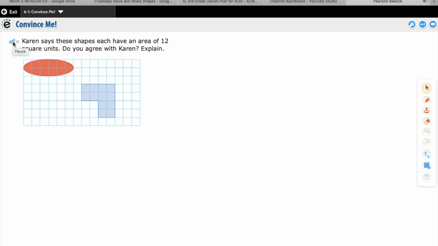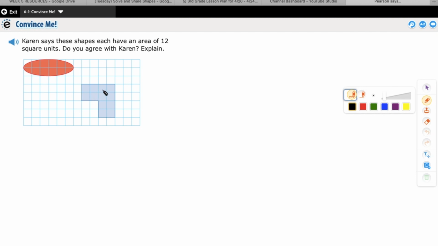Karen says these shapes each have an area of 12 square units. Do you agree with Karen? Explain. Okay, so Karen says that each of these shapes both have an area of 12. So all you need to do is count the squares and then figure out how many square units each shape is. So we can start with this blue one first.